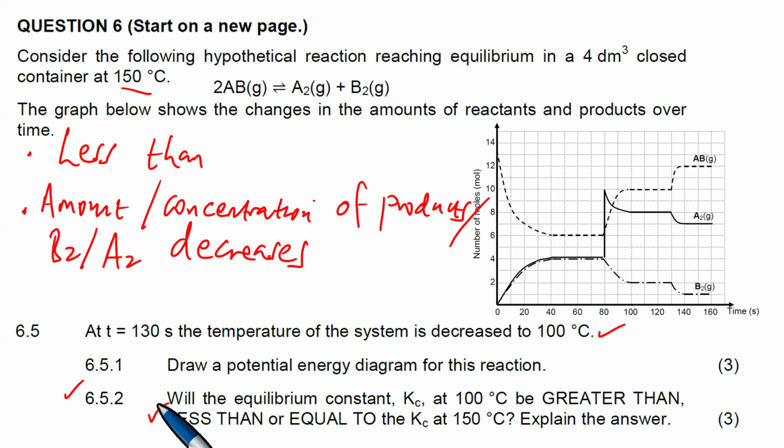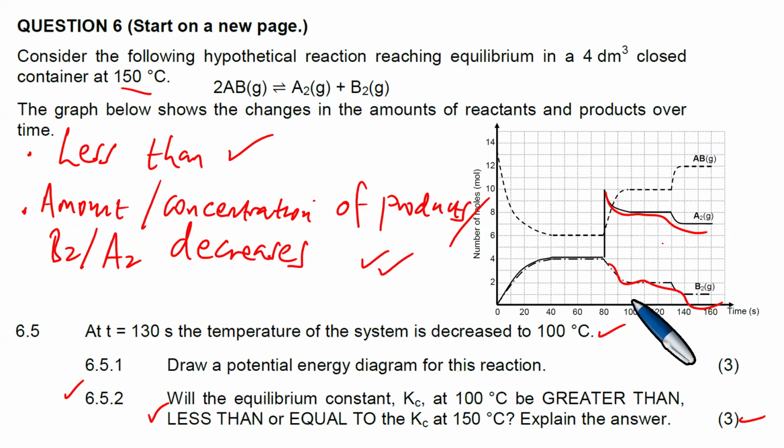And we obviously proceed to explain the answer. In our explanations, the less than would be 1 mark, and this would be 2 marks, and the marks would balance to 3. But it will be less than. Why? Explain why it will be less than. Because the amount of concentration of products B2 and A2 decreases. Obviously, we are able to see that the concentration of the A2 decreases.